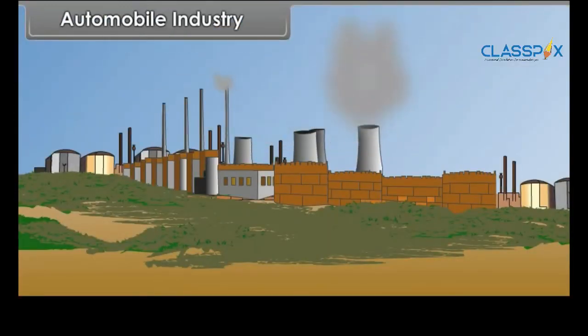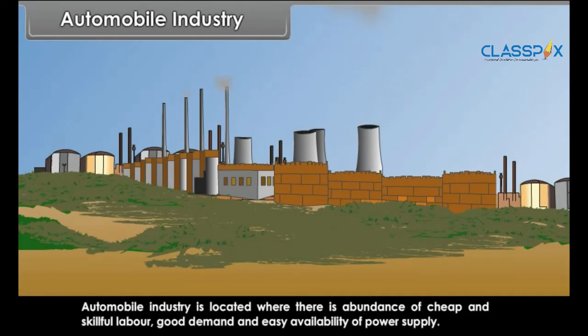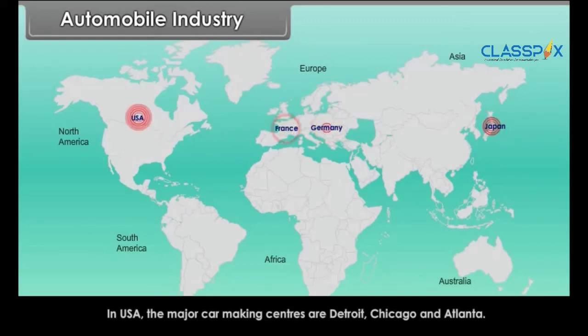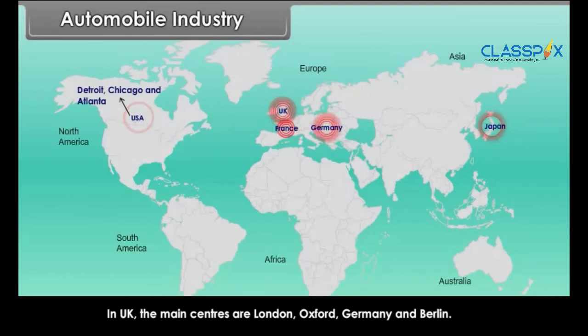Automobile industry. The automobile industry is located where there is abundance of cheap and skillful labor, good demand, and easy availability of power supply. The world's major car producers are USA, Japan, Germany, and France. In USA, the major car making centers are Detroit, Chicago, and Atlanta. In UK, the major centers are London, Oxford, Germany, and Berlin.